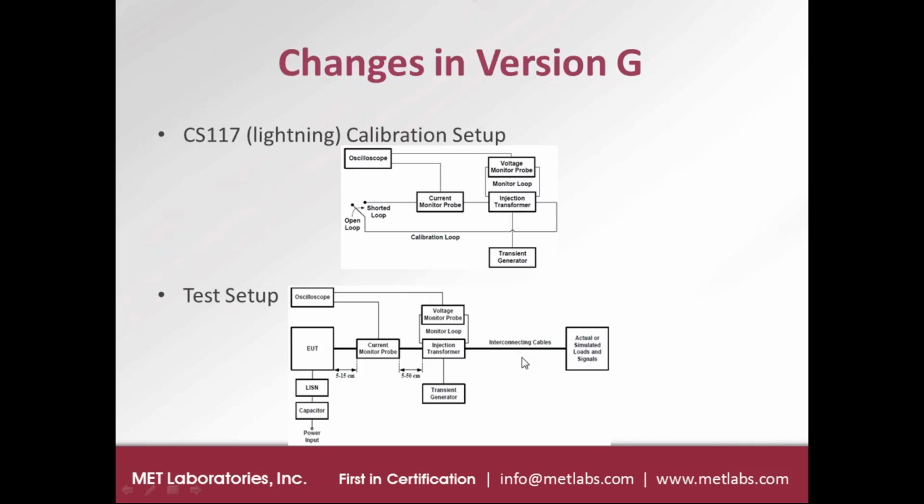And then for the test setup, the calibration loops are removed, and a current monitoring probe is used, and the voltage probe is still used during the test in order to measure the amplitude of the disturbance, the voltage and current portion of the disturbance that are coupled into the EUT, the equipment under test.